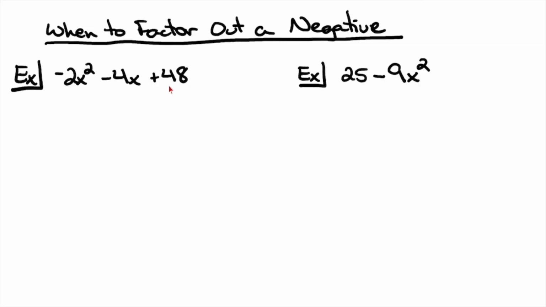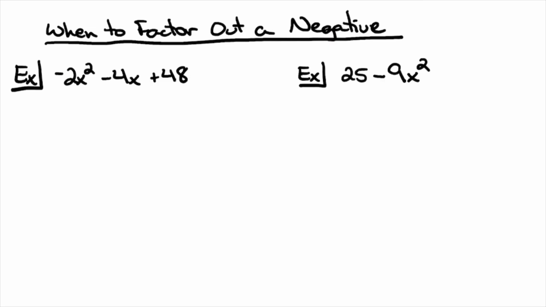It's going to be 2. If I just take out a positive 2, then that leaves a negative in front of that x squared, which would make factoring the trinomial difficult. So when your leading coefficient is negative, that's when we are definitely going to factor out a negative.